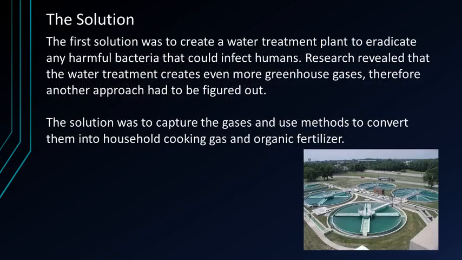So, what was their solution? The first solution was to create a water treatment plant to eradicate any harmful bacteria that could infect humans. Research revealed that the water treatment creates even more greenhouse gases, therefore another approach had to be figured out, for obvious reasons. The further derived solution was to capture the gases and use methods to convert them into household cooking gas and organic fertiliser.